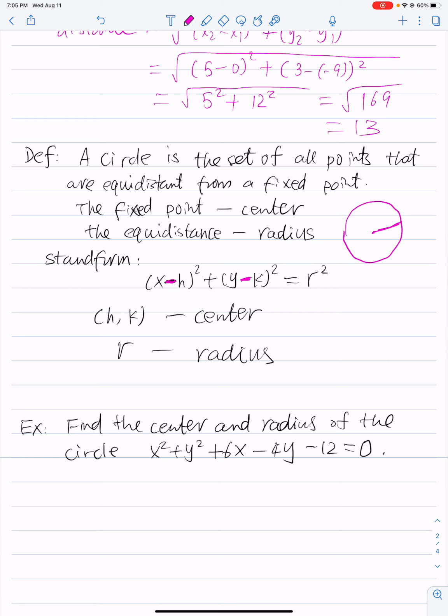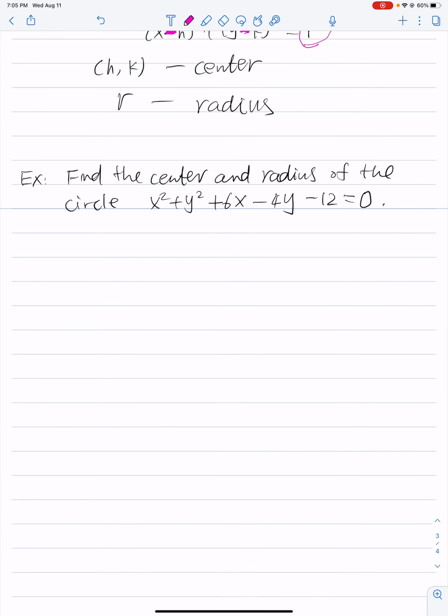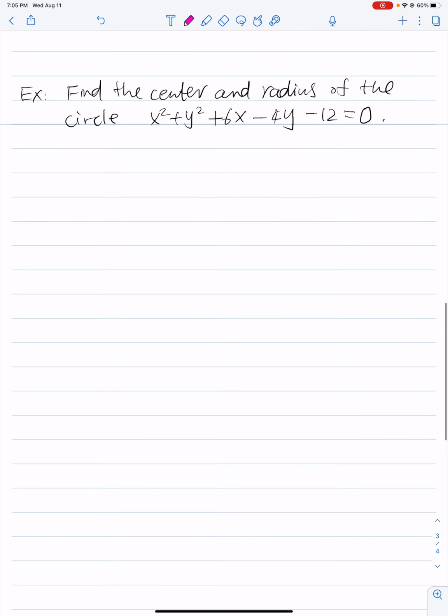You need to be careful here. You always subtract, so it's the opposite sign. And on the right side is r squared. It's not the radius, you have to square it. Okay, so the next question is we want to find the center and the radius of the circle.